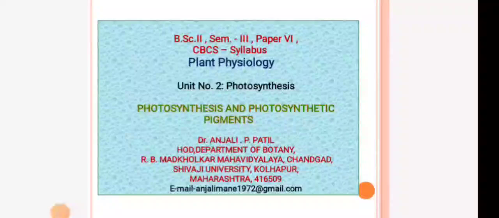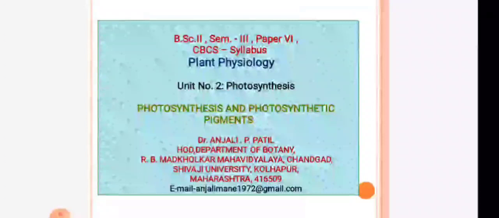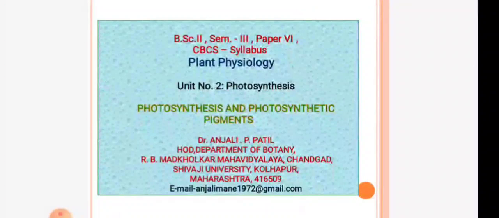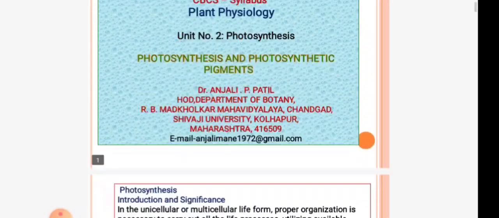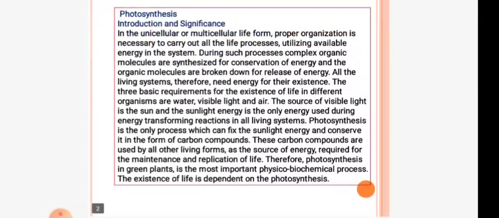Semester 3, Paper 6, CBCS syllabus is Plant Physiology. In this, Unit 2 is Photosynthesis. Today we will see about photosynthesis and photosynthetic pigments. We will start to learn this topic, photosynthesis. First we will see about introduction and significance.